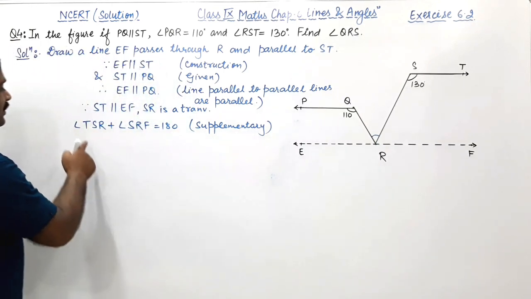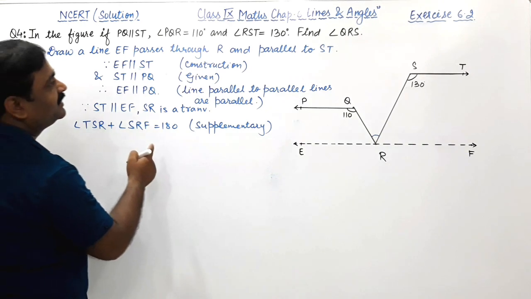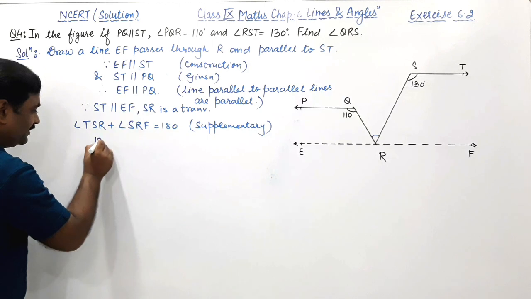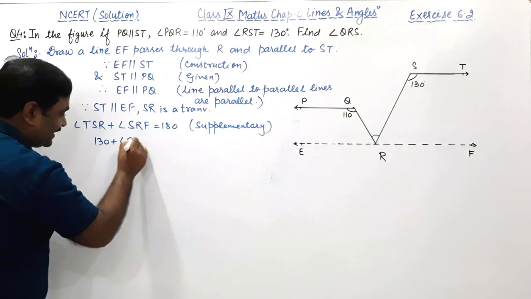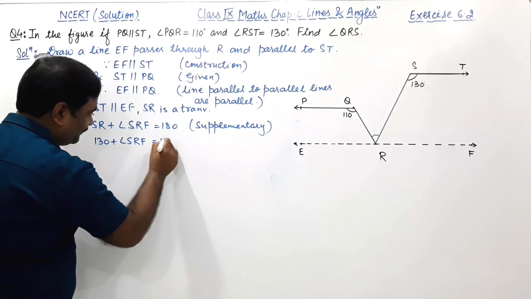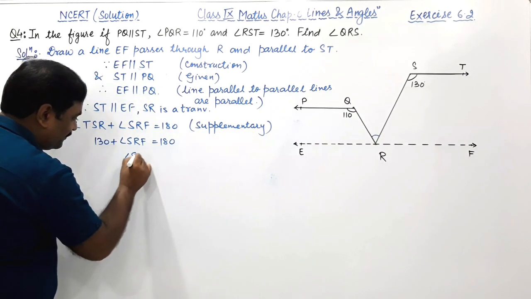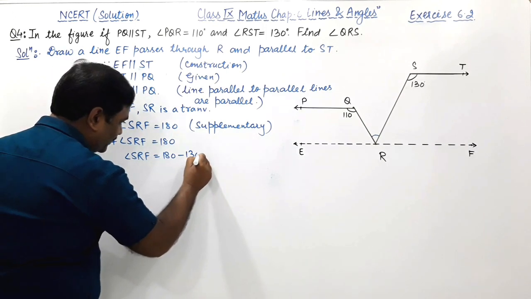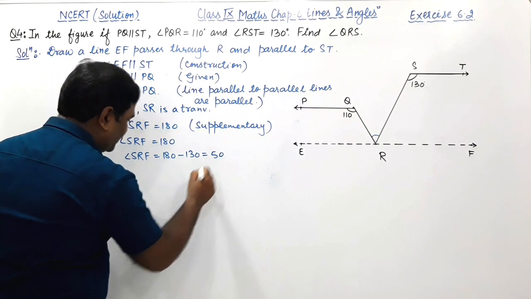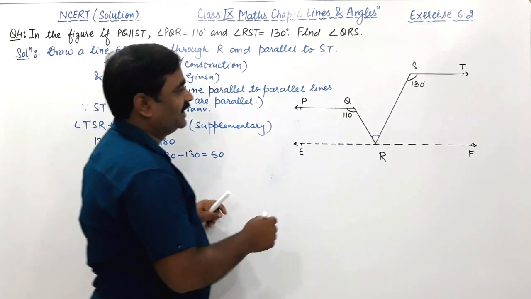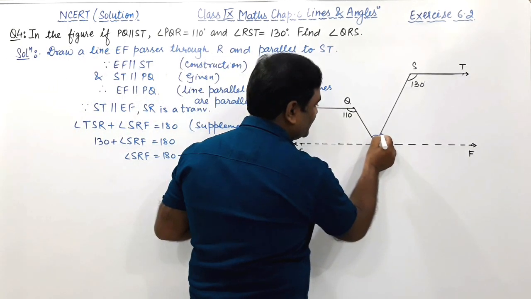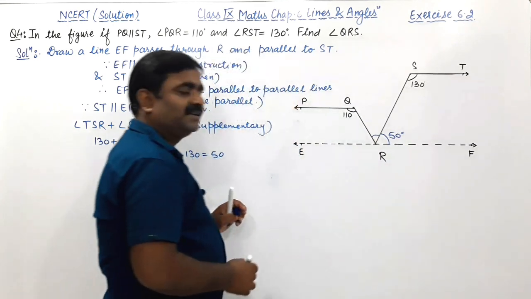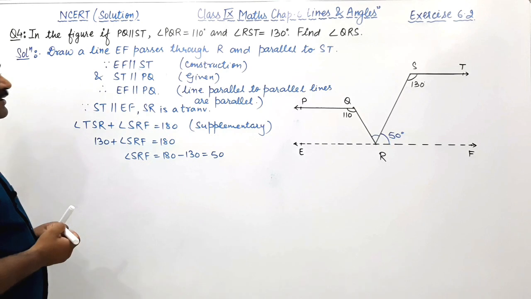Okay, now TSR is given as 130 degrees. So 130 plus angle SRF. So measure of angle SRF equals 180 minus 130. So we will get SRF equals 50 degrees. SRF means this angle. We got its measure, 50 degrees. Right?